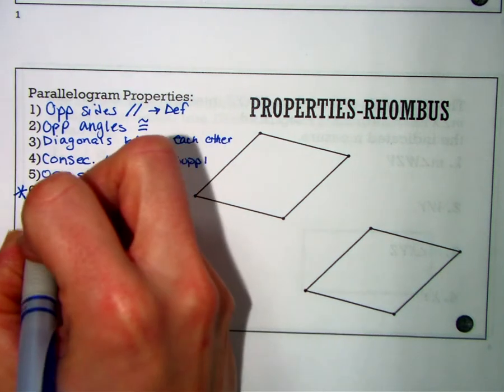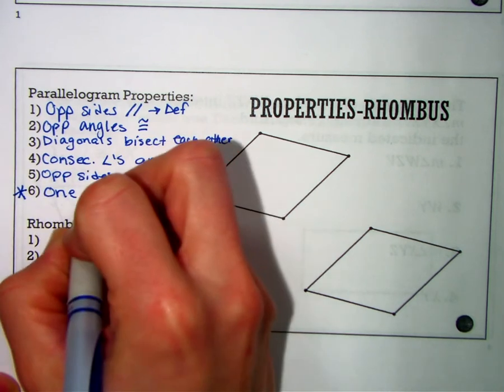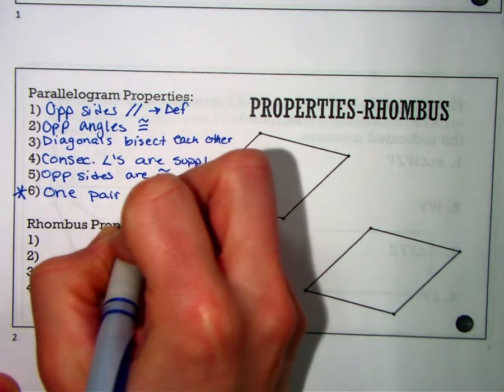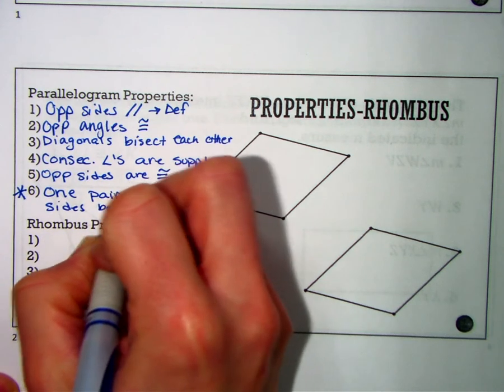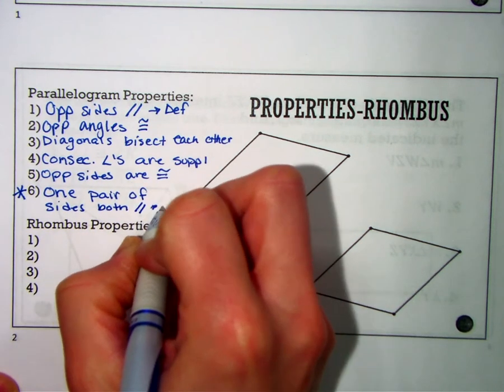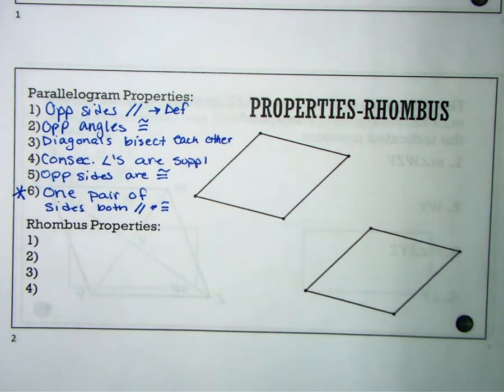So we have one pair of sides, both parallel and congruent. So hopefully that's not completely new. That's something that you've heard of before. But it's definitely something that by the end of the week we're going to be using. Okay?